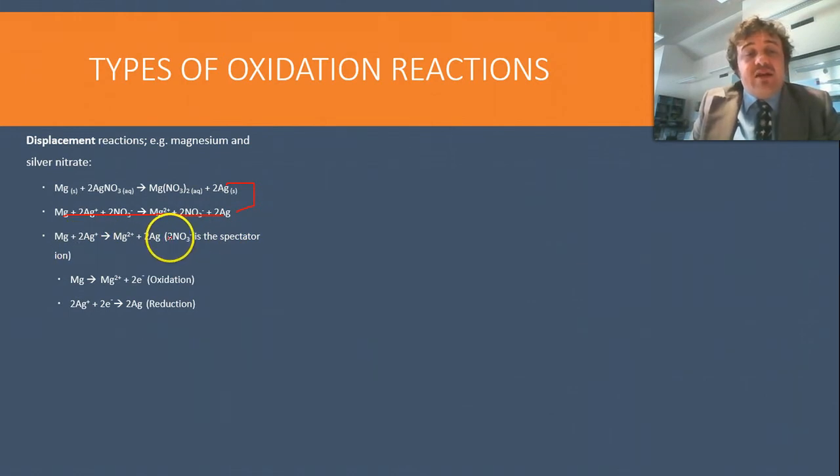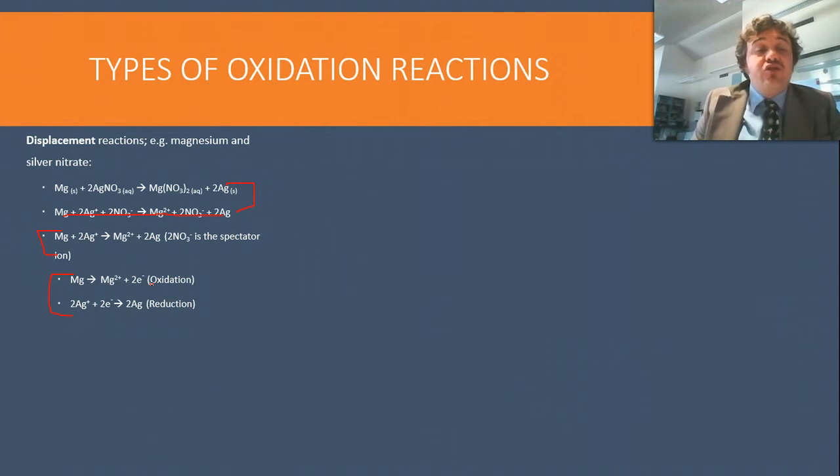Here they've taken the spectator ion away. We will look at probably this one here. That makes the most sense, and these ones here. Okay, so it's simplified down. You should be able to get to this stage by now. All right, so here we go. We've got an oxidation here and a reduction. That's a displacement one. Super simple.